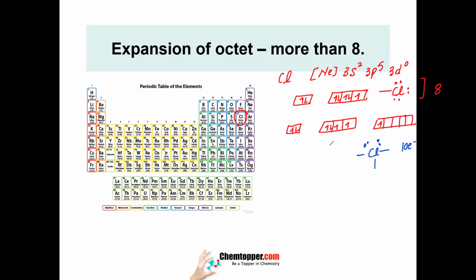Now let's excite one more electron. Jump one more electron. You will jump the electron from this is your 3s, 3p, 3d. Now how many unpaired electrons? You will jump this electron. This electron will jump here.